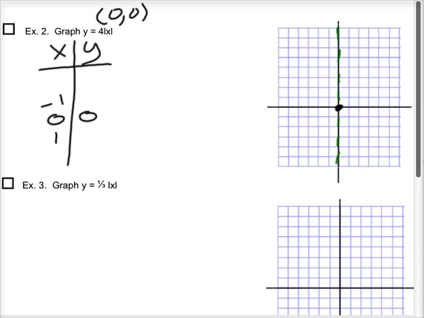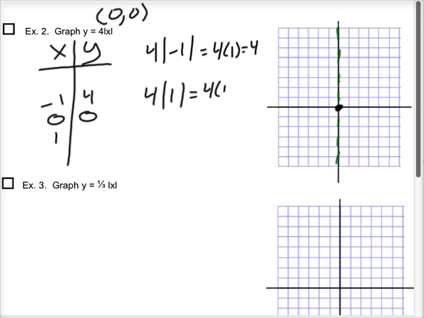So let's start putting that in. 4 times the absolute value of -1 is really just 4 times 1, or 4. Let's make sure we get the same thing. We know we should get the same thing by using that 1. Well, the absolute value of 1 is just 1, and we do end up getting that same 4. Okay, so those are going to be the next 2 points that I plot. 1, 4, and -1, 4.